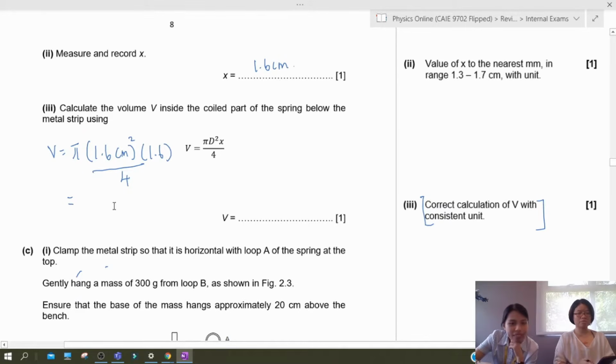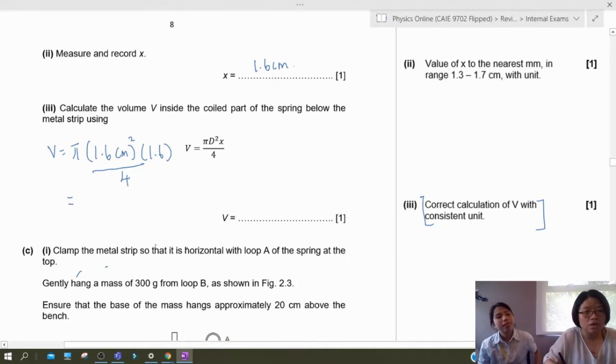You see the marking for V, it says correct calculation of V. So you must calculate correctly. If you press wrong, then it's wrong. So 3.2, you see 2SF, if you want you put 3SF. 3.23 times 10 to the power of negative... That one's in meters. I think you want meter or meter cube or cm cube first. Okay, cm cube. If needed, later can convert.